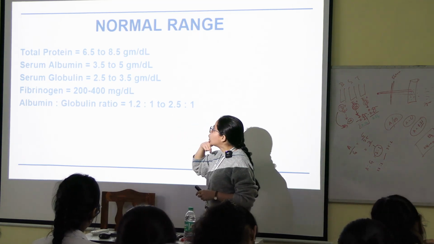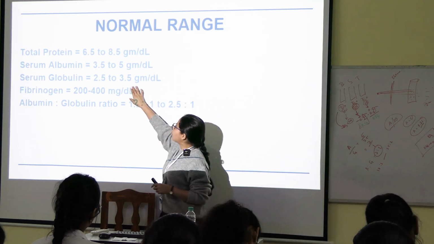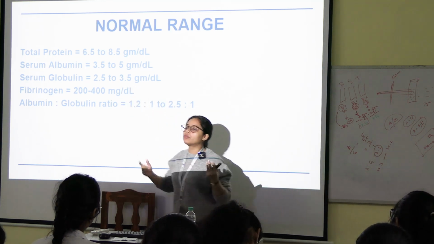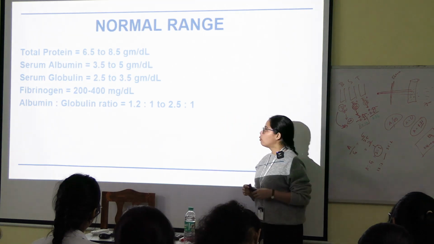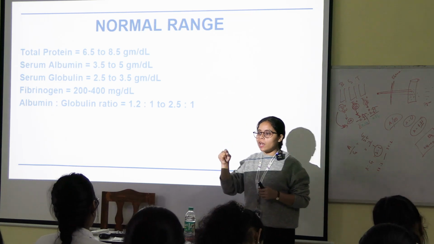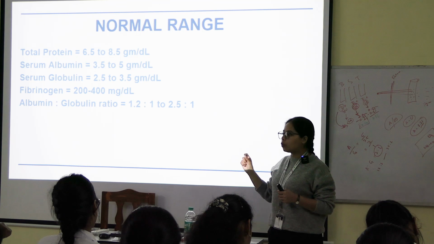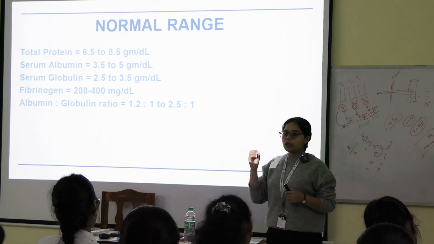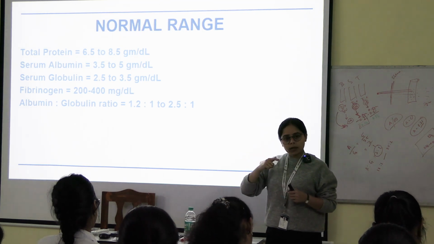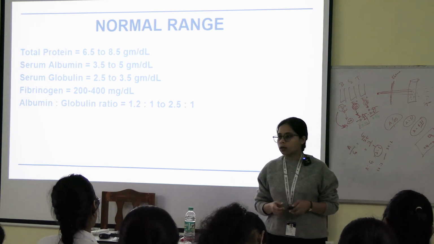Did you understand the maths I did? Now suppose you take albumin 4 and globulin, normally 2.5 to 3.5, you take 1. Then what will the result be? 4. Is it normal? No. So now you understood. If albumin is low, the A/G ratio will be low. If globulin is low, the A/G ratio will be increased, high. Both are abnormal.